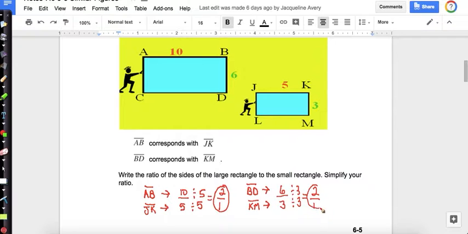So notice they have the same ratio, and that is due to the fact that the two figures are similar. Okay, turn the page.